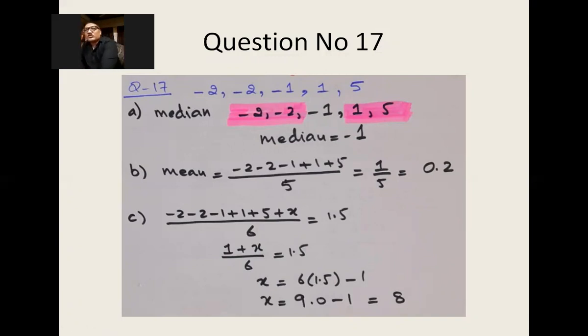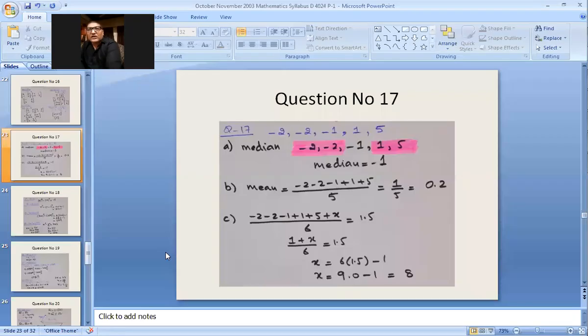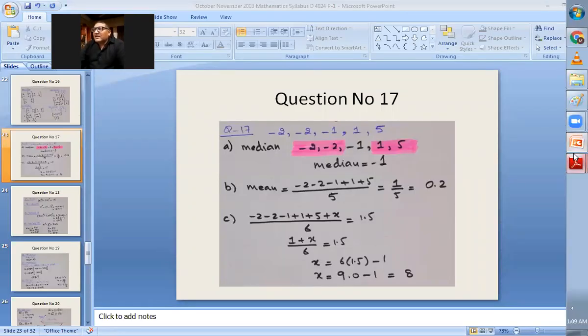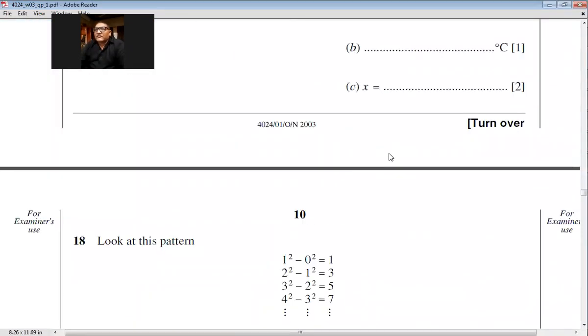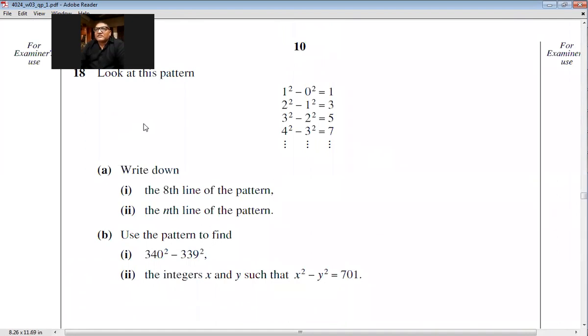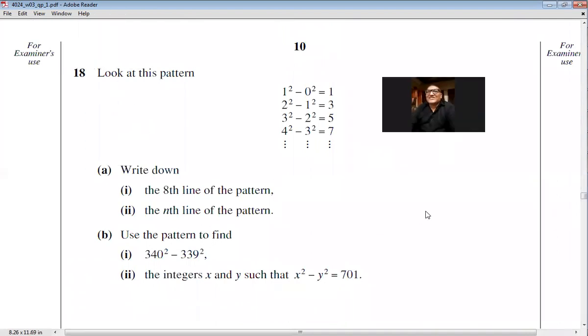So that was question number 17, and I hope that you have understood this. Let's go to the next question, question number 18. Here you have to use your brains because this question is on patterns. So we have to catch the pattern here. The first row you see is 1 square minus 0 square is equal to 1.